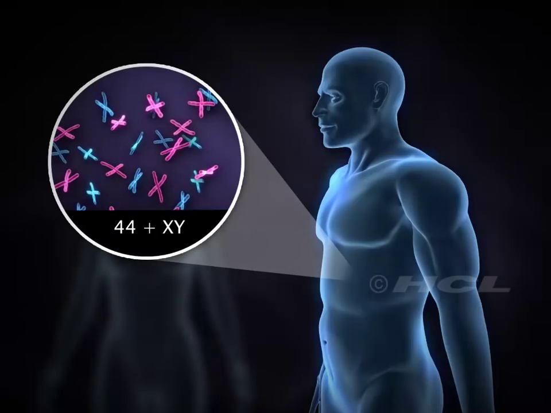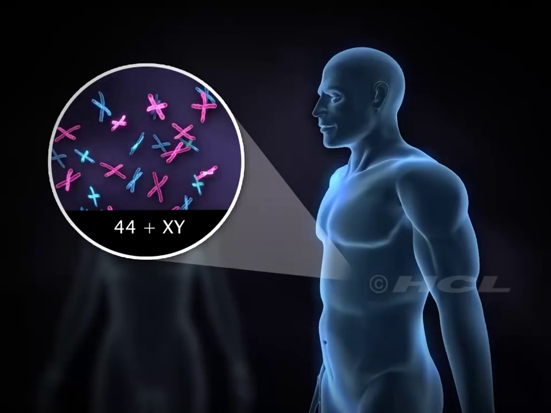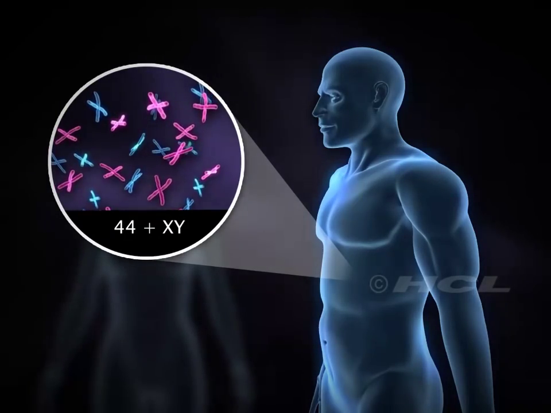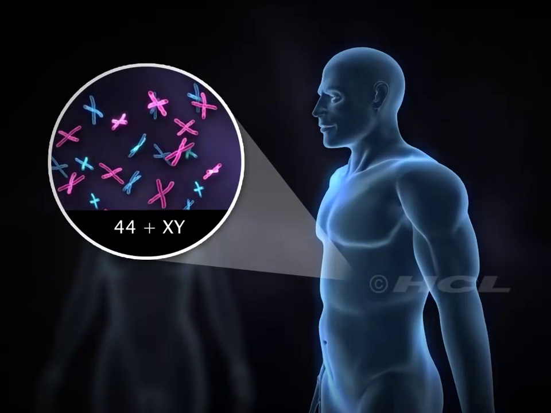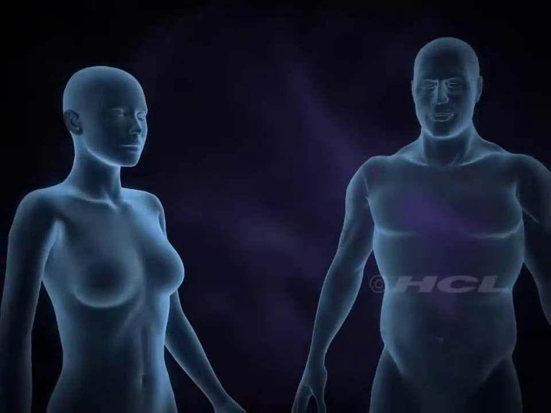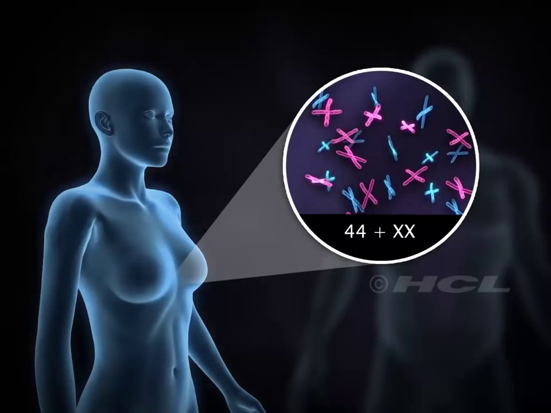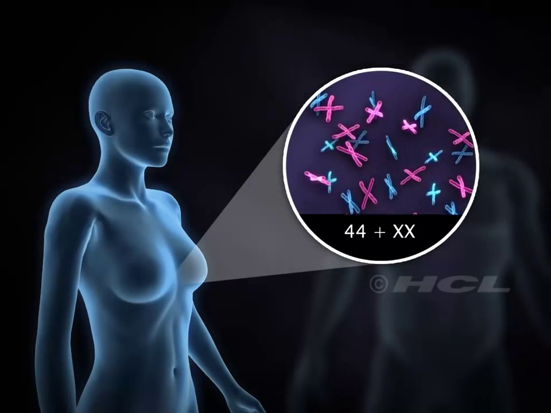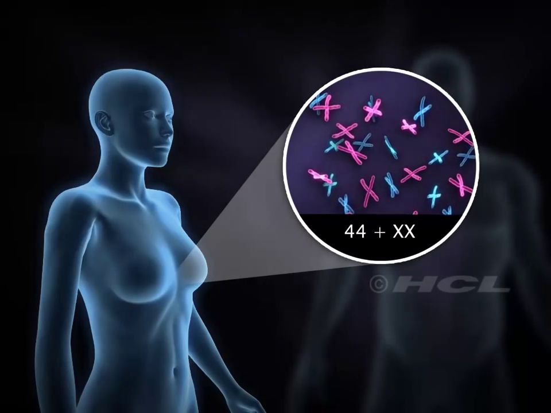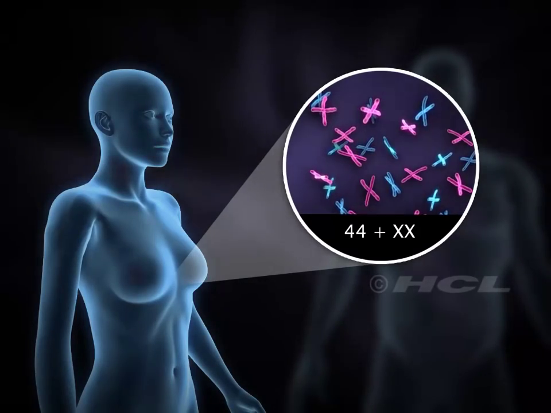So, 50% of the gametes formed by the male will have X and 50% will have Y chromosomes. The human female contains 44 autosomes plus two X chromosomes. So, all gametes formed by the female will have X chromosomes.